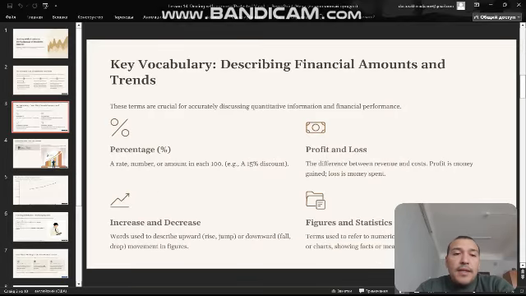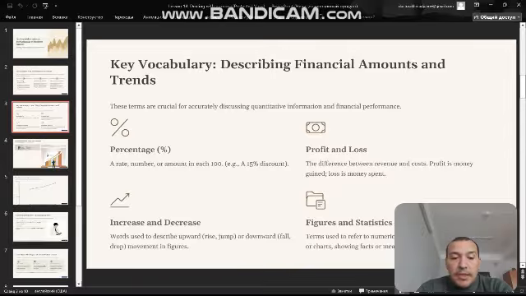So, we have to keep in mind the key vocabulary to describe financial amounts and trends. These terms are crucial for accurately discussing quantitative information and financial performance. Percentage: rate, number, or amount in each hundred. For example, a 50% discount. Profit and loss: the difference between revenue and cost. Profit is money gained, loss is money spent.